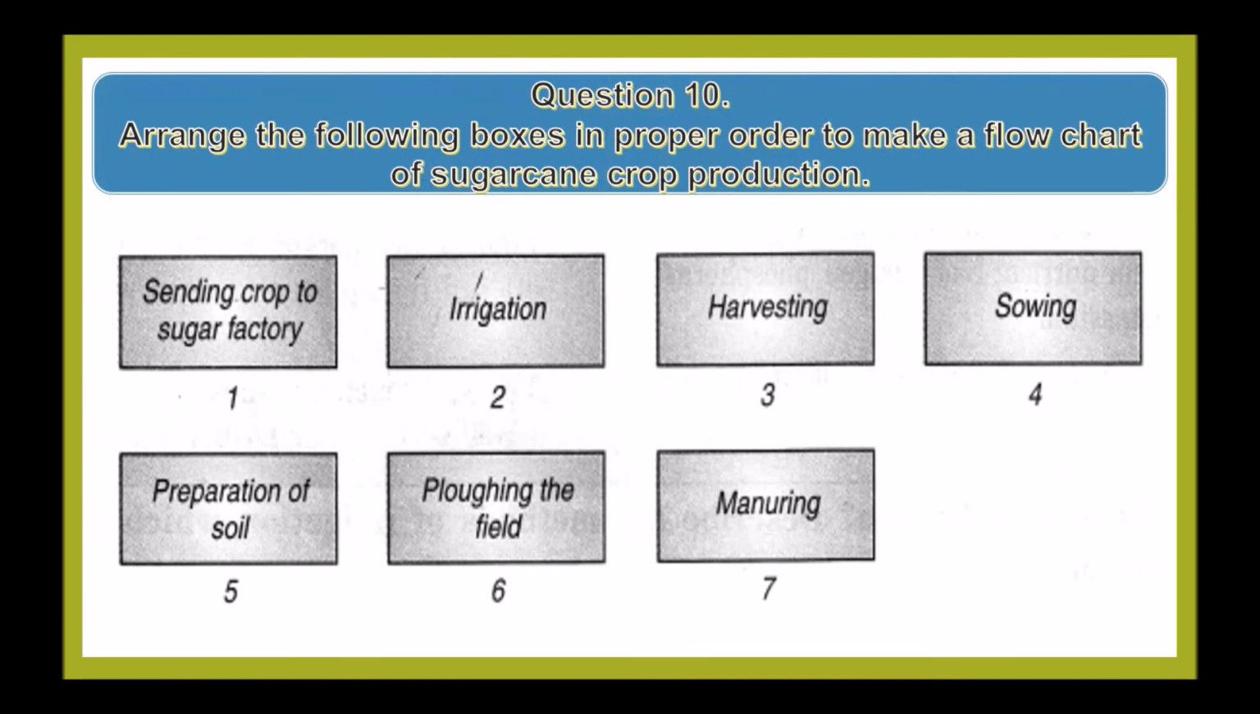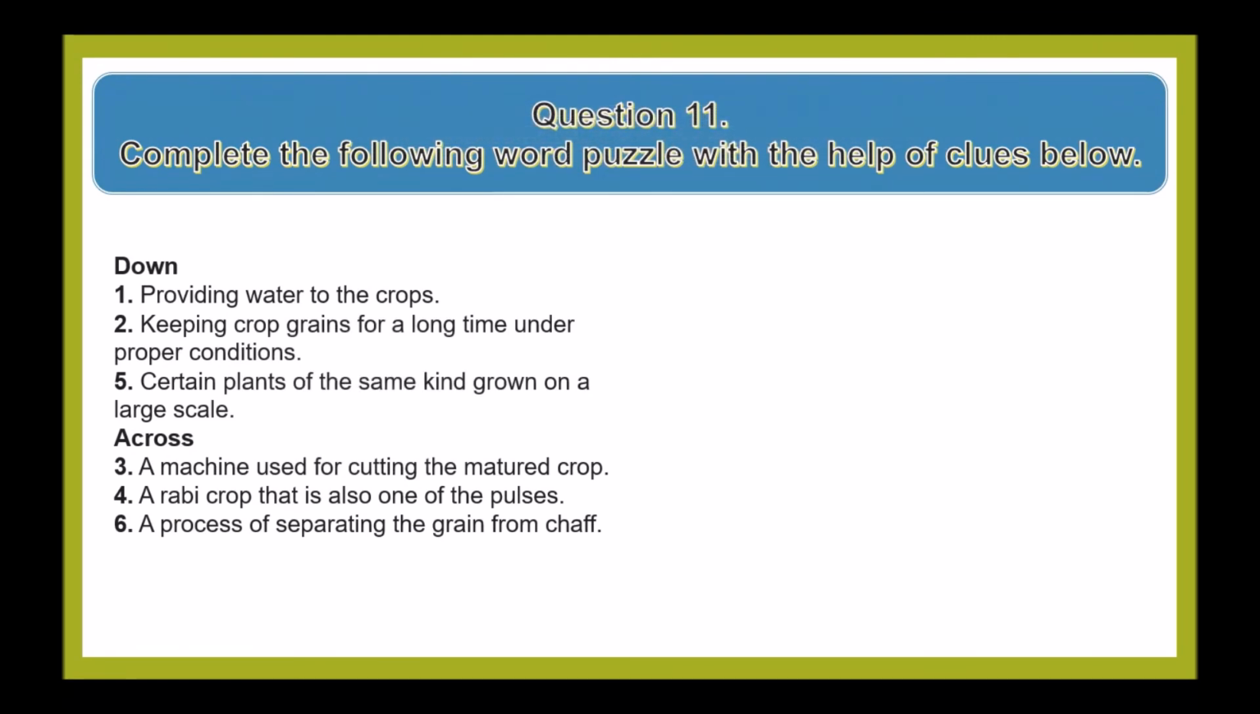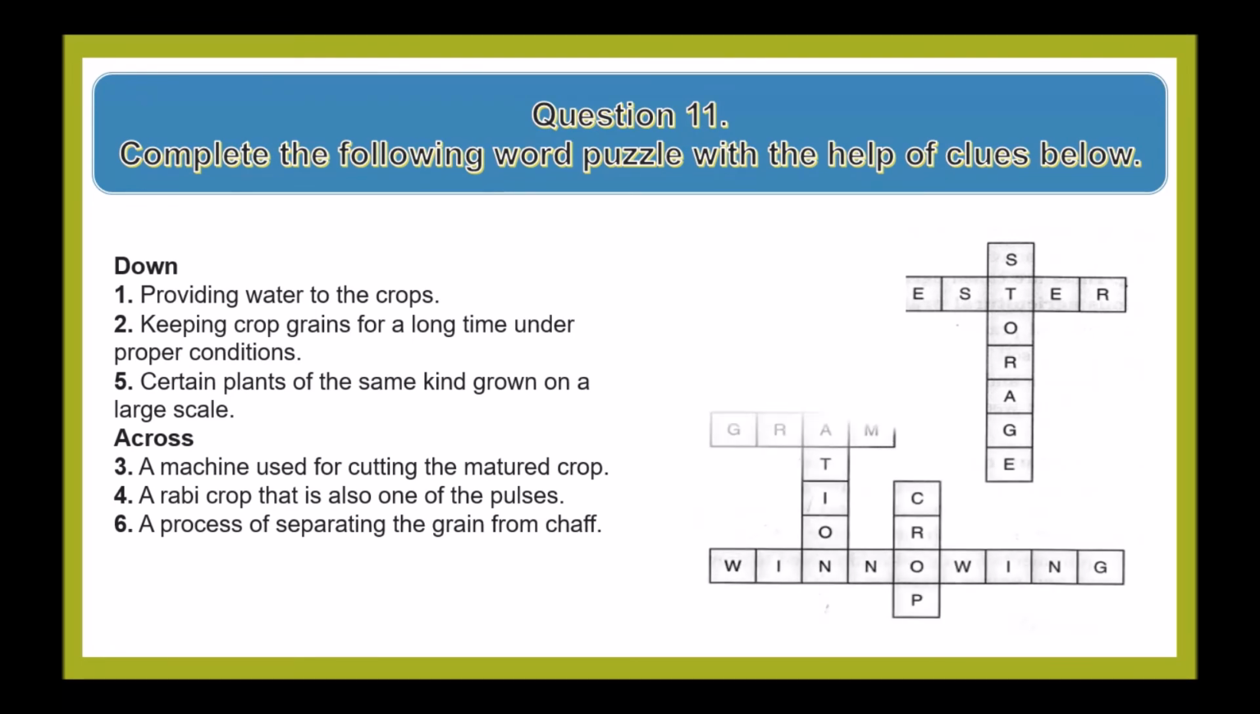The next question is, arrange the following boxes in proper order to make a flow chart of sugarcane crop production. So this is the proper order of sugarcane crop production. Next question is, complete the following word puzzle with the help of clues below. So these are the clues, down and across, and this is the puzzle.